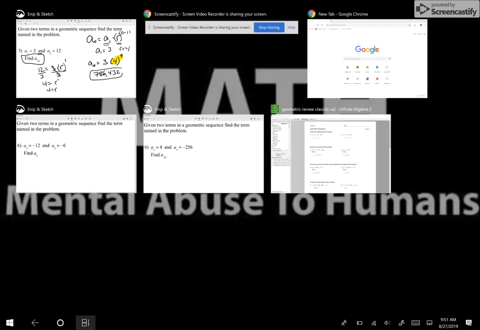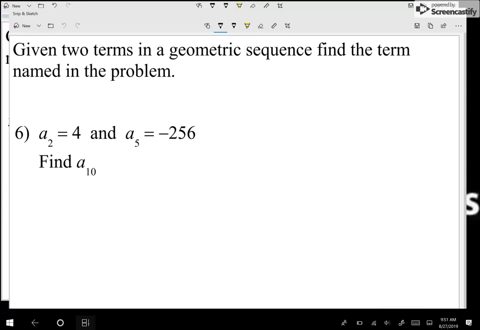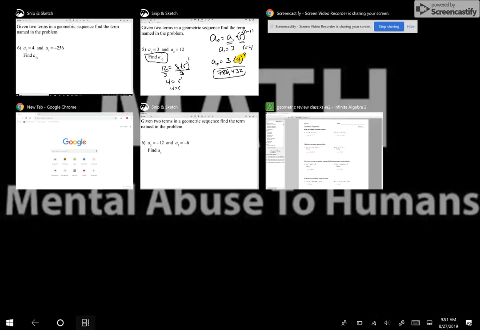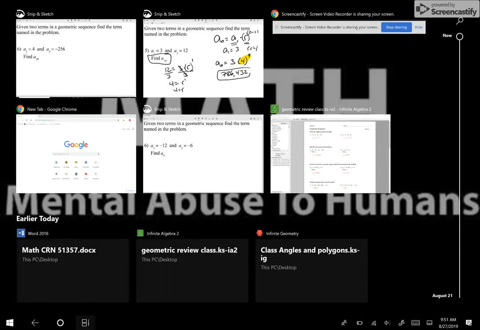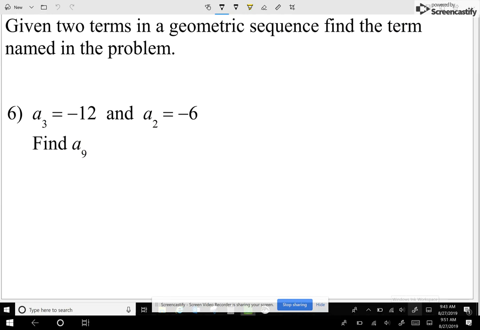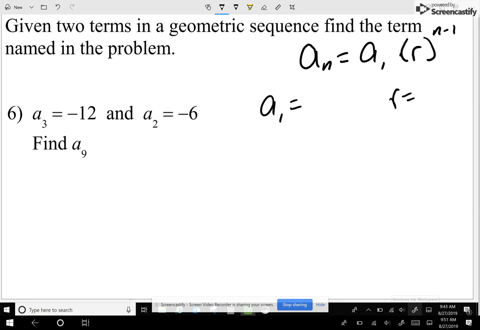Now, if I don't give you the first term, not this one, let me take a look at this one. Remembering the formula, a sub n is equal to the first term times a rate to the n minus 1. I need to find out what's the first term and what's the rate. What number do I keep on multiplying? The rate is easy to find.